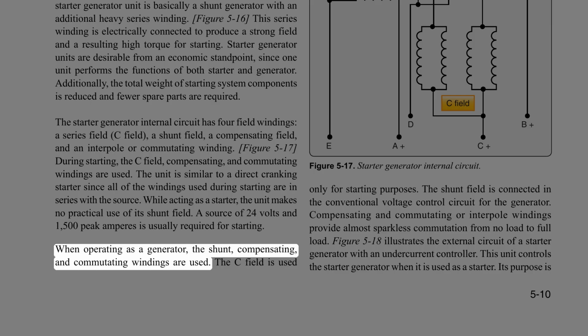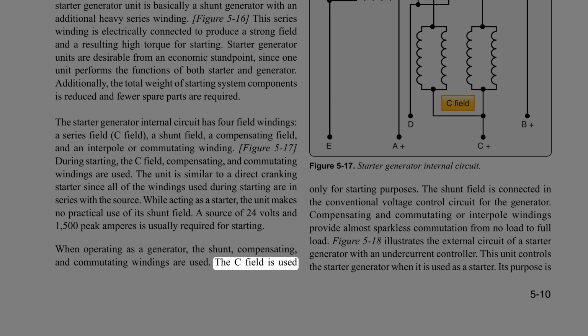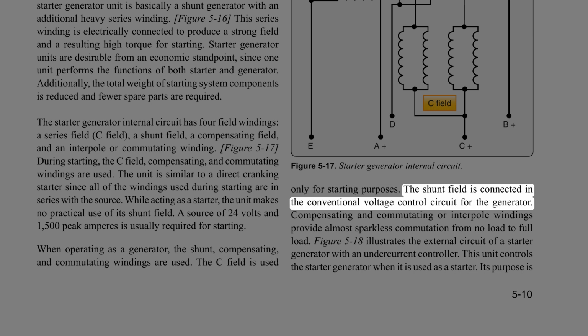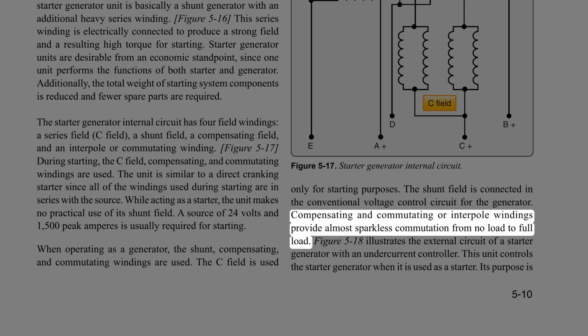When operating as a generator, the shunt, compensating, and commutating windings are used. The C field is used only for starting purposes. The shunt field is connected in the conventional voltage control circuit for the generator. Compensating and commutating or interpole windings provide almost sparkless commutation from no load to full load.